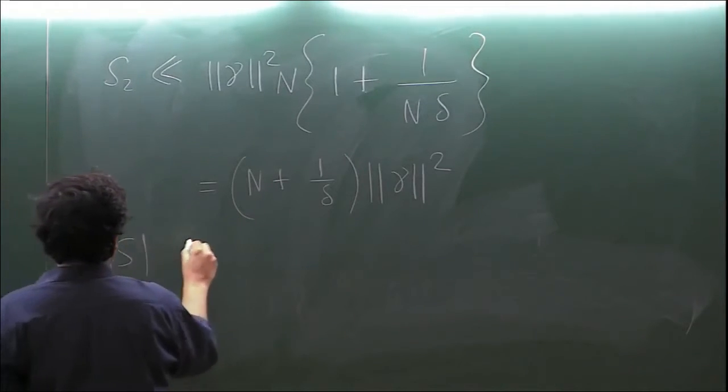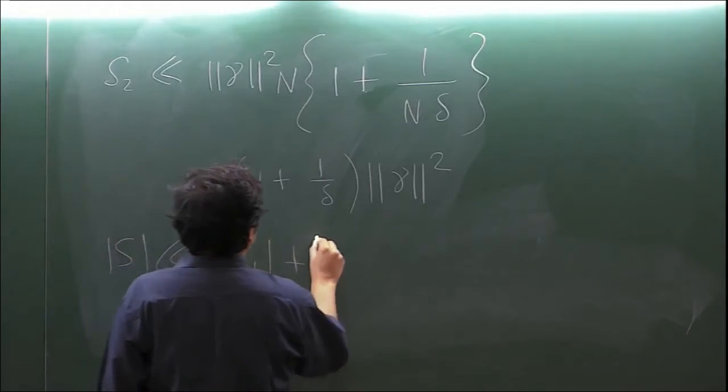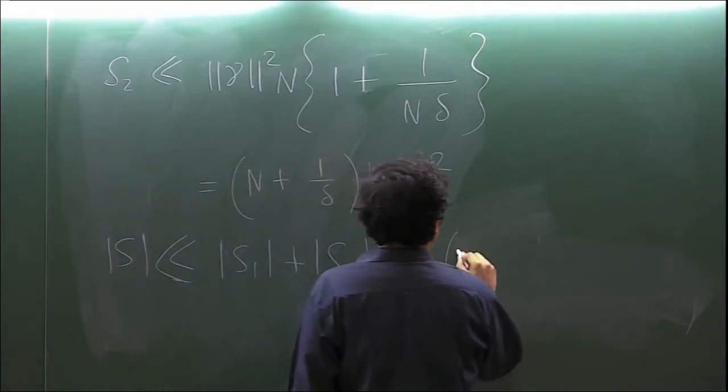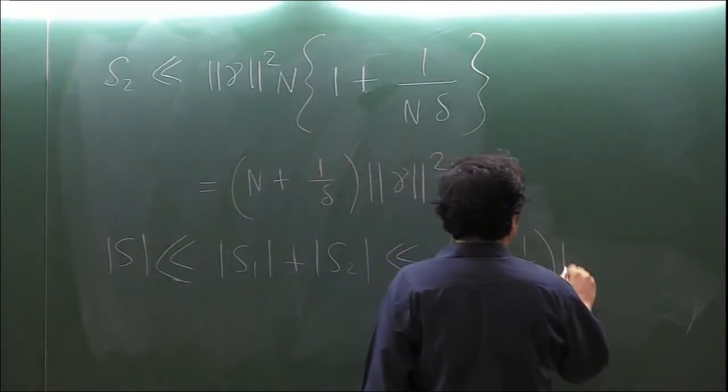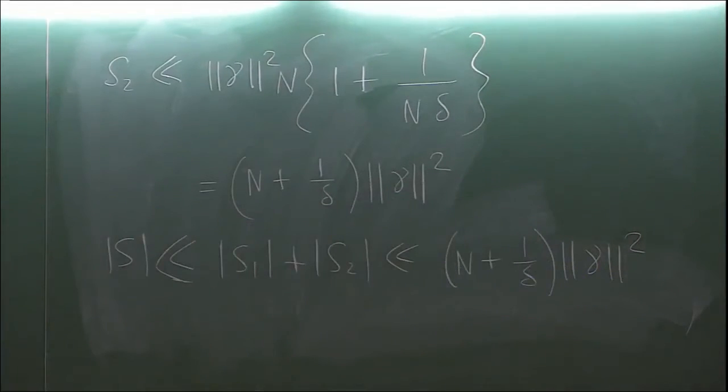So therefore, this is S1 plus S2, and this is n plus 1 by delta into norm gamma square, which is what we wanted to prove. This is the dual statement. So this proves theorem 1. So the proof is fairly straightforward. You use duality, then square it out and apply Poisson, and then estimate.